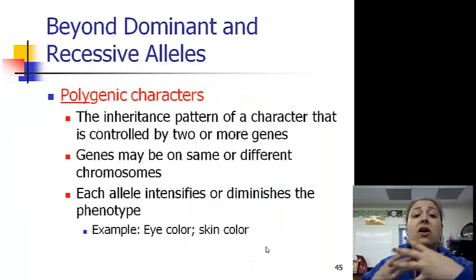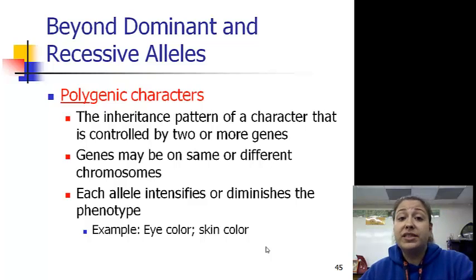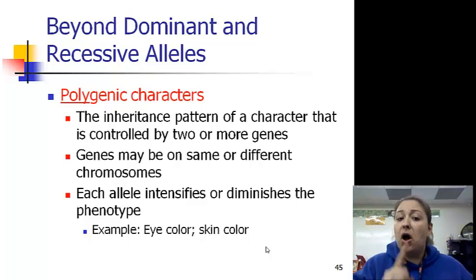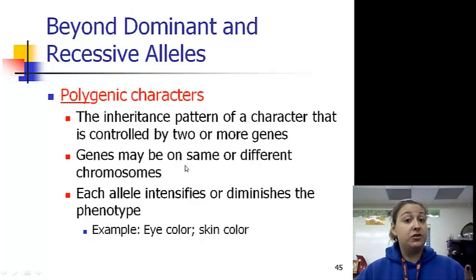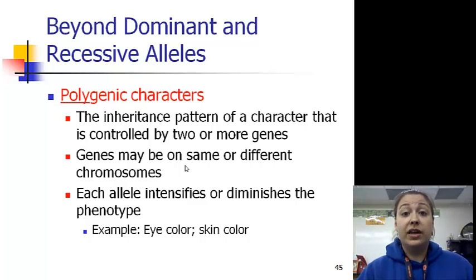Now, again, beyond dominant and recessive, there are some traits or some characteristics that have many genes that interact to actually create their appearance. And these are known as polygenic characters. It's an inheritance pattern of a character that is controlled by two or more genes. The genes may be on the same chromosome, or they may be on different chromosomes. And each allele intensifies or diminishes the phenotype. This is such as eye color and skin color.